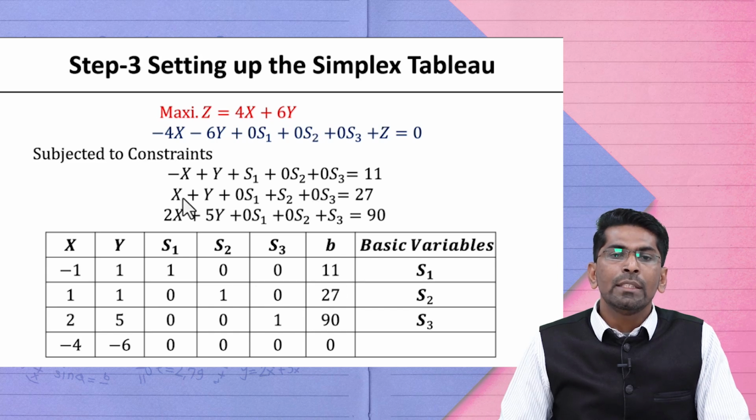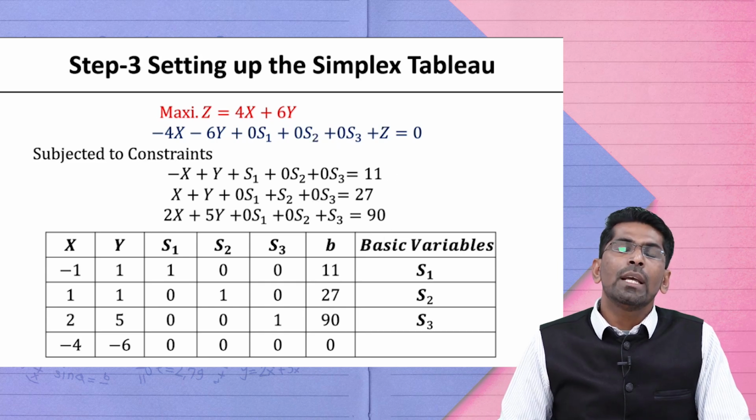Then the coefficients of the second constraint, that is 1, 1, 0, 1, 0, which I put here, and the 27 goes in this column. The third constraint is 2, 5, 0, 0 and 1, which is equal to 90. The coefficients of the objective function are in the last row, that is minus 4, minus 6, 0, 0, 0, the last three being the coefficients of S1, S2 and S3. Now we have formulated the simplex table.